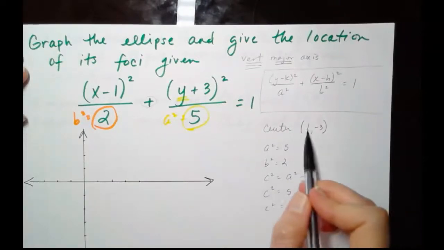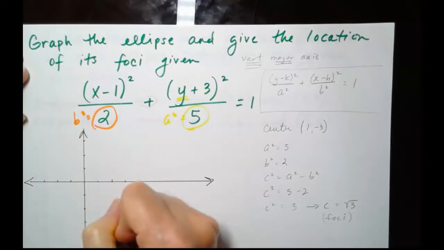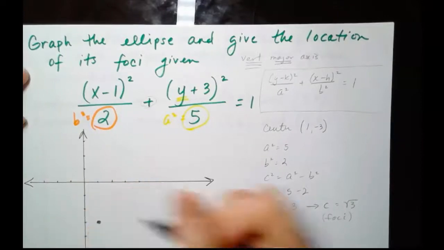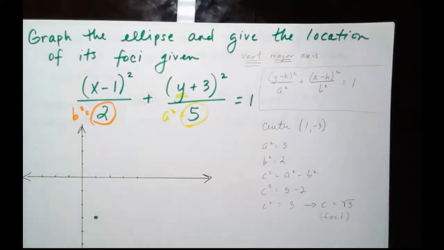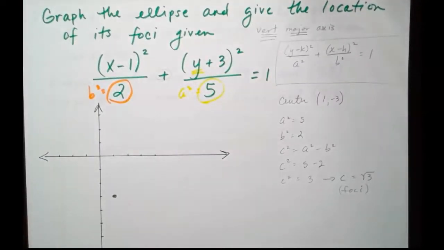So our center's at 1, negative 3. So over 1, down 3. 1, 2, 3. And you'll notice, obviously, I knew where the center point was going to be, which is why I skewed the way I drew these two axes. So graph paper can be helpful, but sometimes it doesn't always put your center point in the best location.